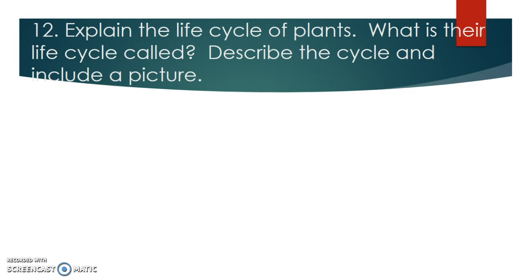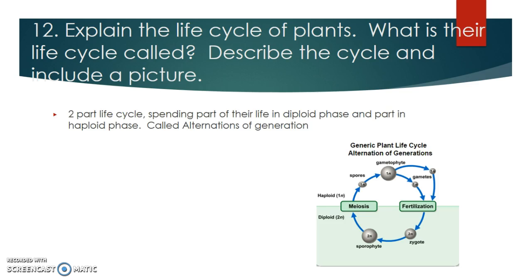Explain the life cycle of plants. What is their life cycle called? And describe the cycle and include a picture. So it's a two-part life cycle. They spend part of their life in the diploid, or that 2N phase, part in the haploid, which is half of that diploid, and it's called alternation of generations. Here is an example. So here we have that 2N, that zygote, that sporophyte. We have meiosis, goes back to that haploid stage where those gametes can then meet in fertilization.